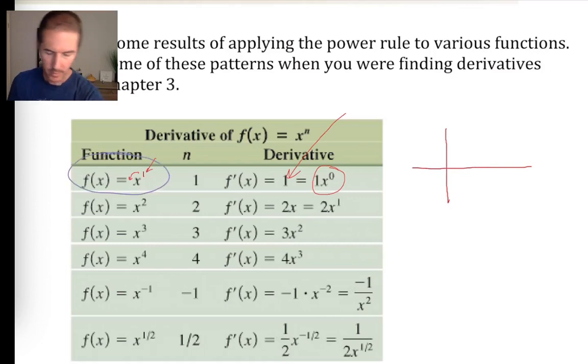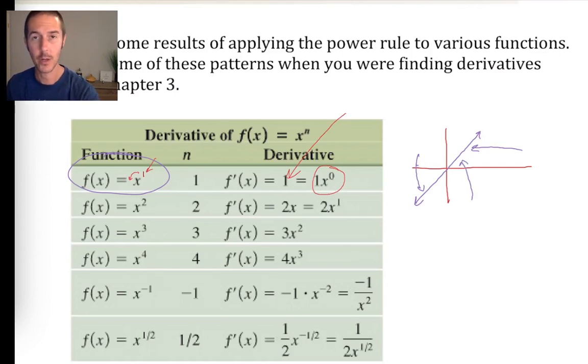Let's graph f of x equals x. In other words, y equals x. There it is. The graph of y equals x. And what's the rate of change of our function right here? What's the slope of our function right here? What's the slope of the tangent line here? It's 1 at every point on the graph. So that's why it's such a sort of basic looking result where we're saying in here that f prime of x is equal to 1. So that's the first derivative of the function x is equal to just 1.